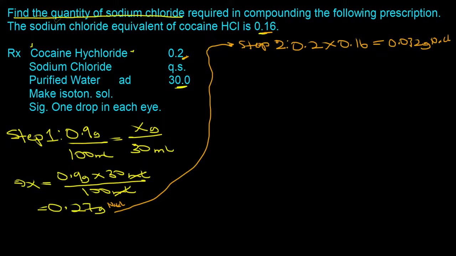All right, so I'm just going to repeat myself for emphasis. This 0.27 grams is the amount of sodium chloride that is needed to make 30 milliliters isotonic. Then in step 2, what we are determining is the equivalent amount of sodium chloride, which will give the same osmotic pressure as 0.2 grams of cocaine hydrochloride.